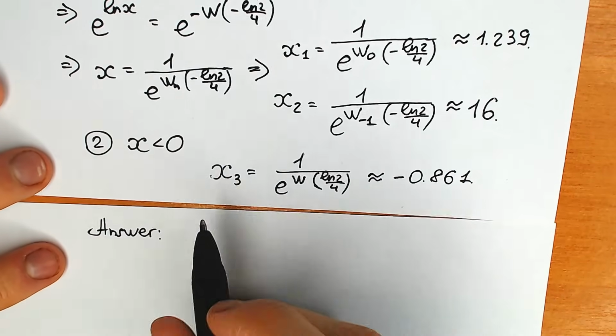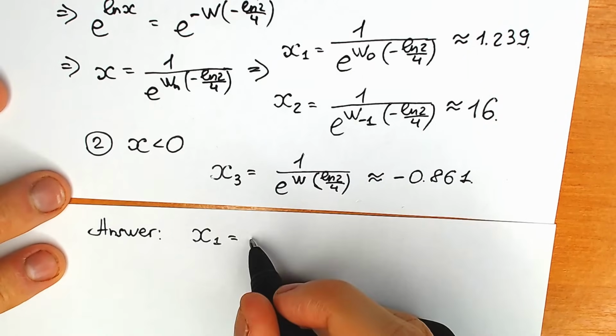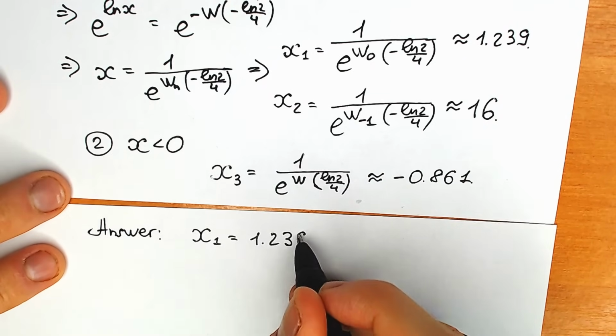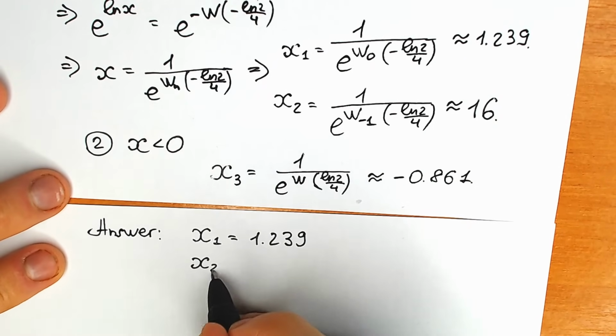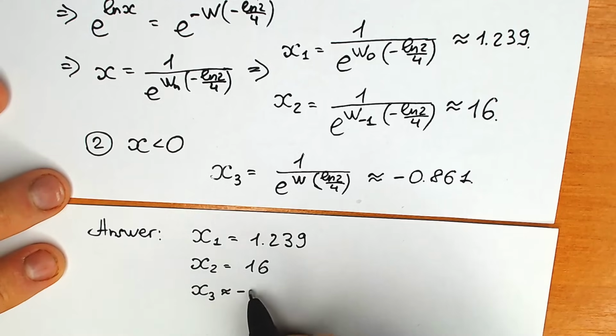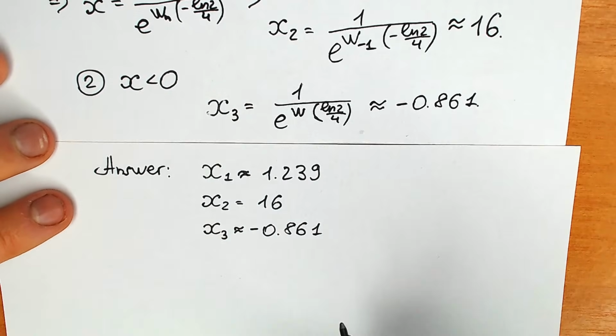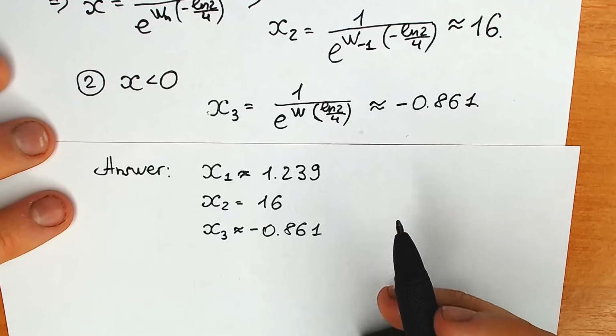Okay, but right now I'm going to write it. x first equals 1.239, x second equals 16, and x third, of course, is an approximate value, minus 0.861. So these are our 3 roots. Right now we can easily see a graph. You can see these points of intersection.